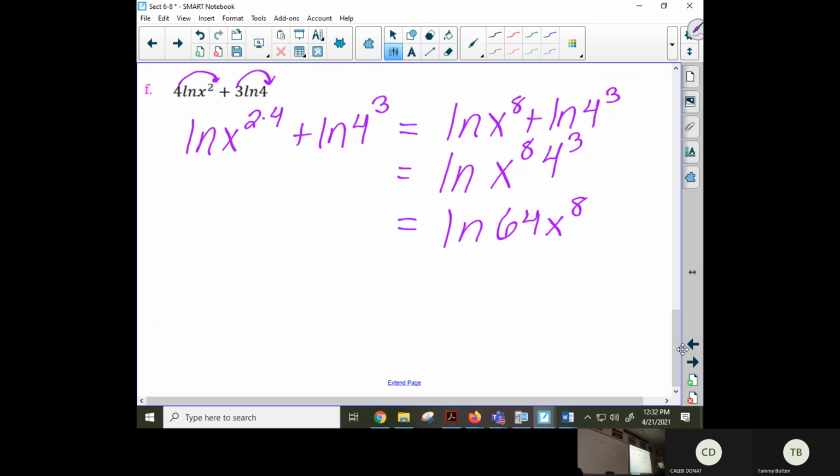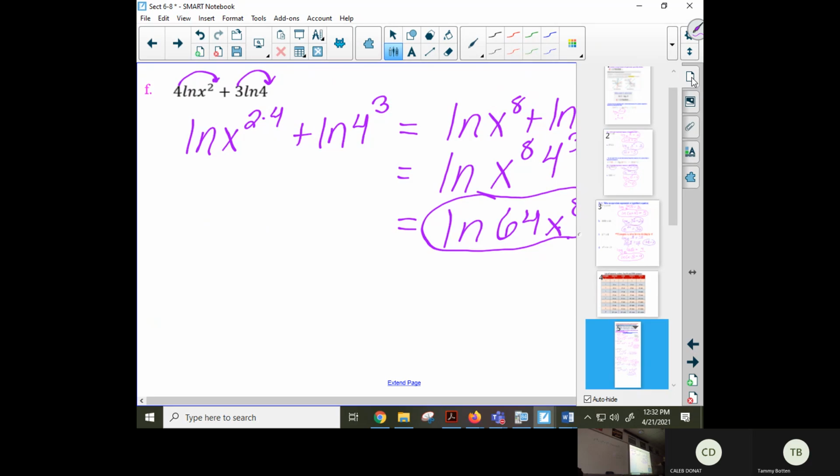Okay? And here you truly could bring that 8 out front. Maybe not, because there's 2 things. I don't think you can. I think both of these have to be to the 8th to bring it out, so you're just going to leave it like that.